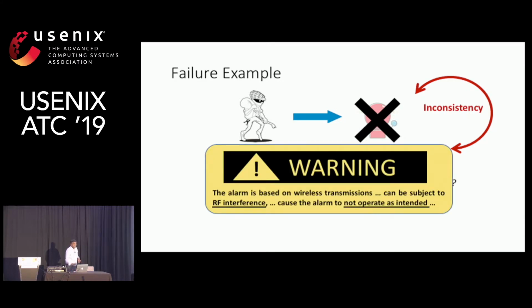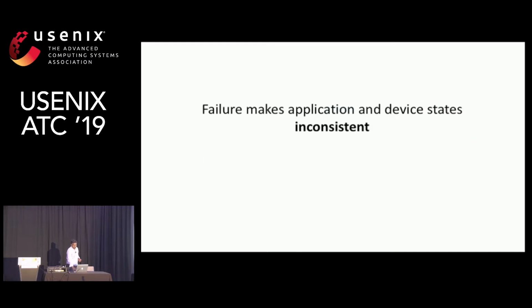And even if the intruder moves from one room to another, the alarm would never be sounded by the application. And this is not just a failure that could happen. The device itself comes with a warning that due to RF interference on wireless transmissions, the alarm may not operate as intended. So the fundamental problem in this system is that the failure makes application state inconsistent with the device state.